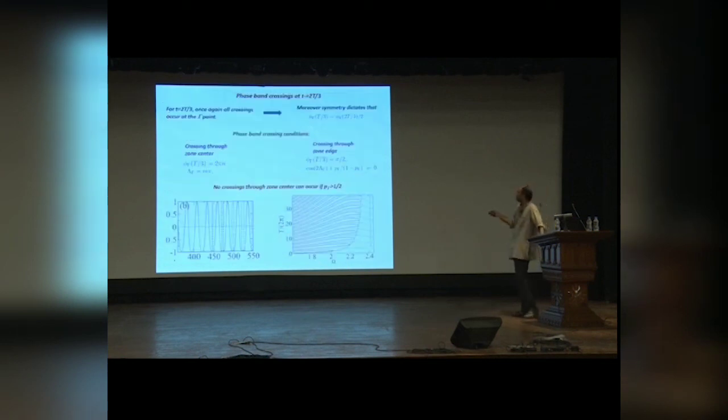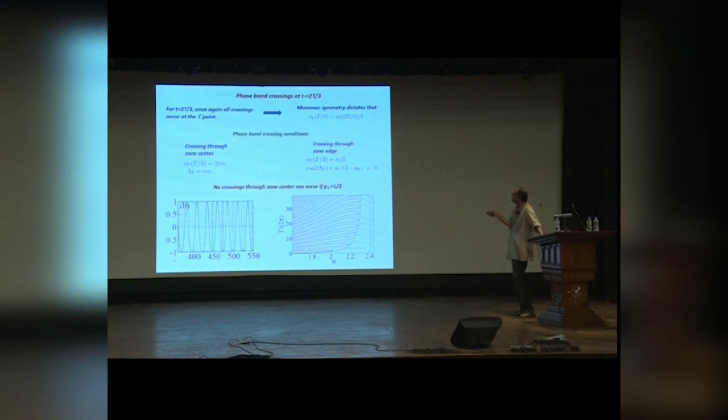Next we come to capital 2T by 3, and here we simply need to analyze this condition of phase band crossing by noting the fact that symmetry dictates that the phase gathered from 0 to T by 3 is the same as the phase gathered from T by 2 to 2T by 3 because of this periodicity.